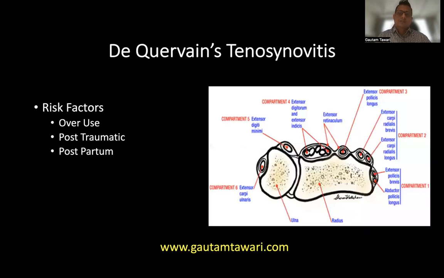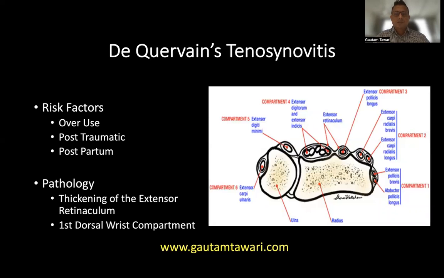The risk factor essentially is overuse. That is the most common cause, often seen postpartum, but can also be seen post-traumatic. The extensor tendons are placed in 6 compartments around the dorsal part of the wrist, and it is the inflammation around the first compartment. Often the etiology is said to be thickening of the extensor retinaculum along the first compartment of the wrist in the dorsal aspect.